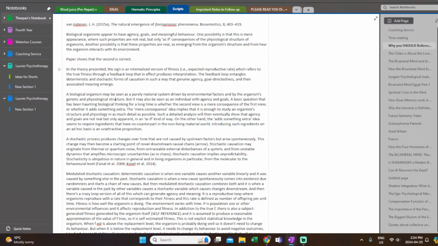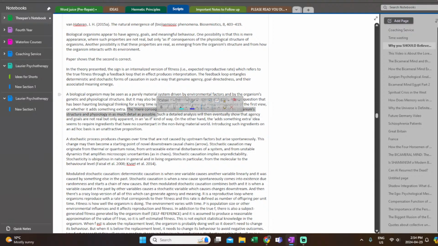On the other hand, the adds something extra idea... Hold on, let me go back. The mere consequence idea implies that it is enough to study an organism's structure and physiology in as much detail as possible. So that's sufficient. Let me highlight that. That it's sufficient to just look at the particles and that'll tell you everything that the organism will do. Such a detailed analysis will then eventually show that agency and goals are not real but only apparent in an as-if kind of way. On the other hand, the add something extra idea seems to require ingredients that have no counterpart in the non-living material world. Introducing such ingredients on an ad hoc basis is an unattractive proposition. So this has been the view, I think, in material sciences for a while.